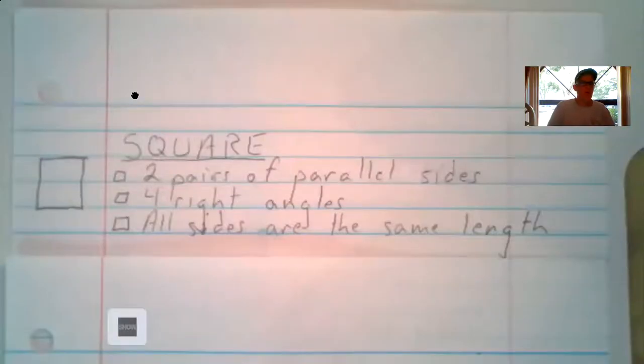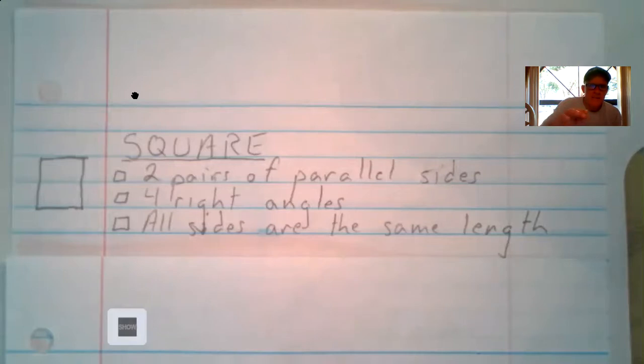Now, let's get into some personality types. And like I said, each one of these quadrilaterals has a personality type. Let's start out with the square. What makes a square a square? A square has two pairs of parallel sides, two pairs, just like we saw before, four right angles, and all sides are the same length. That's very, very important. All sides are the same length.